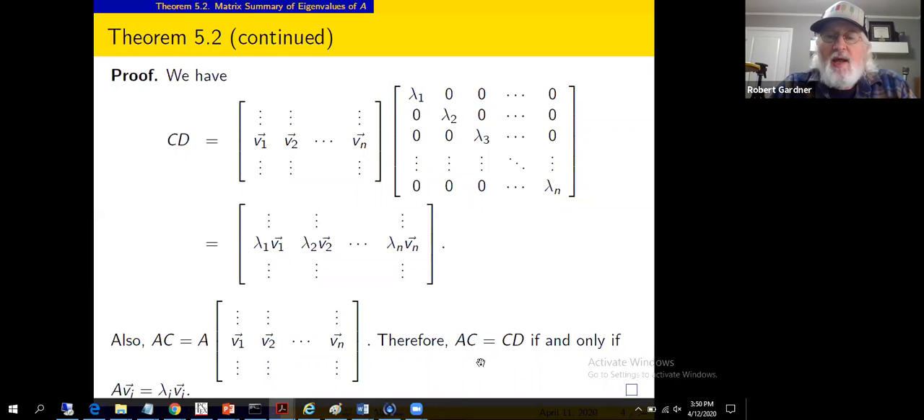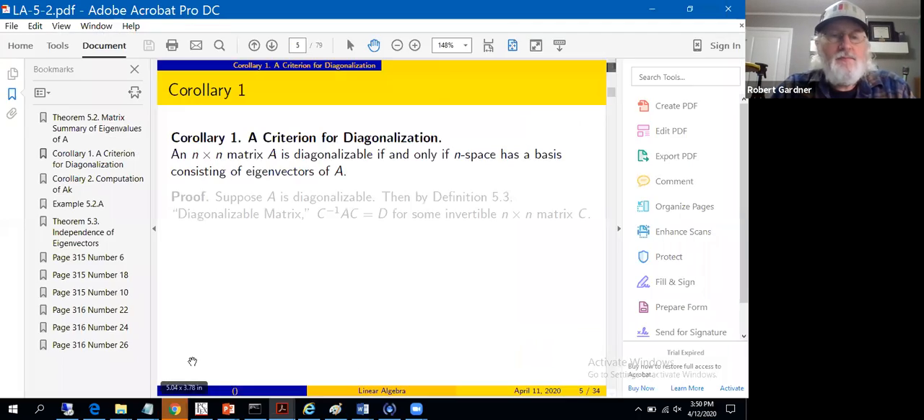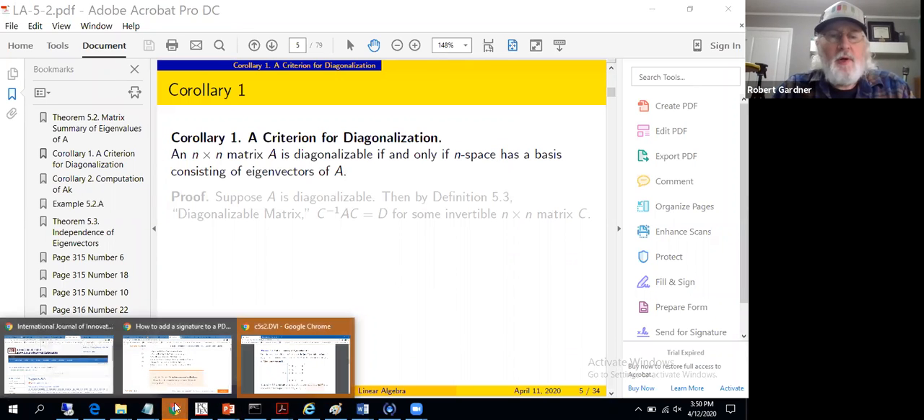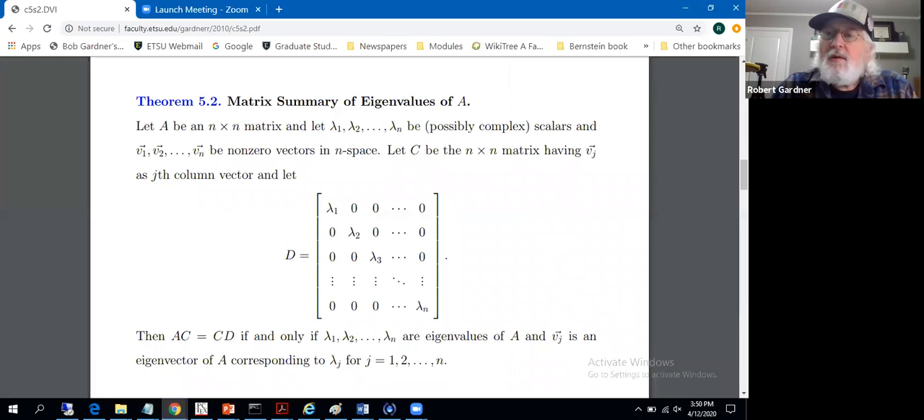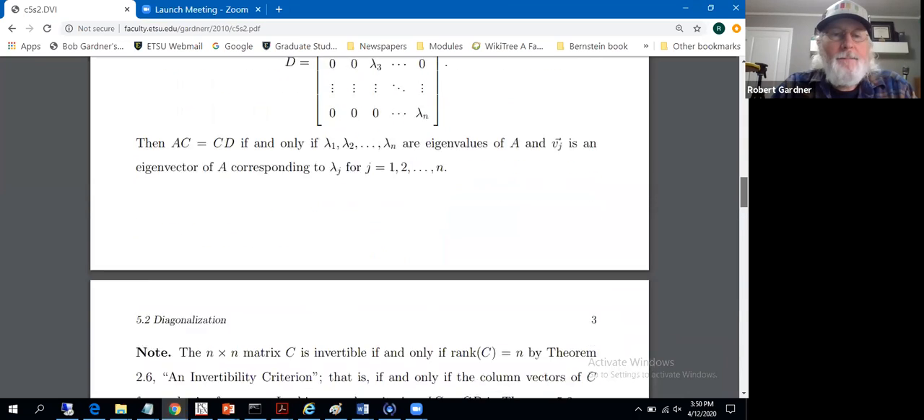So whyever you would want AC to equal CD, where we've introduced C and D the way we did, it's only going to work when we get a relationship that says the lambdas are eigenvalues and the vectors v are eigenvectors. Okay, back to the notes. See why we'd want to do that. Well, here's one.